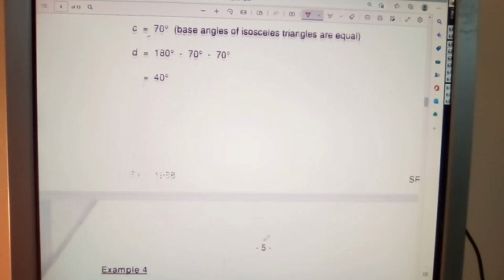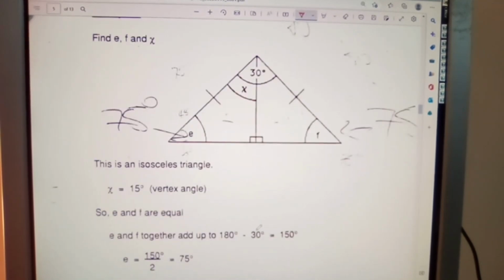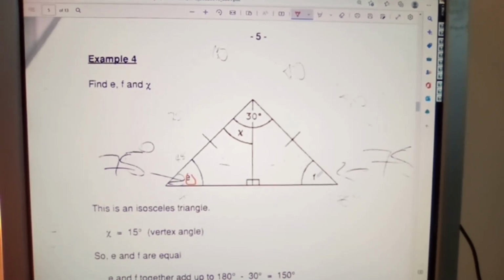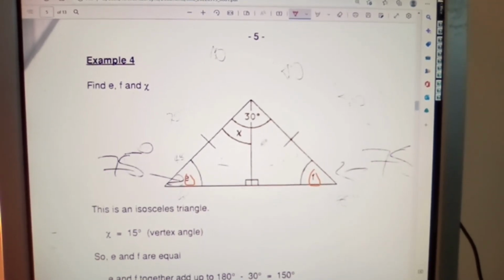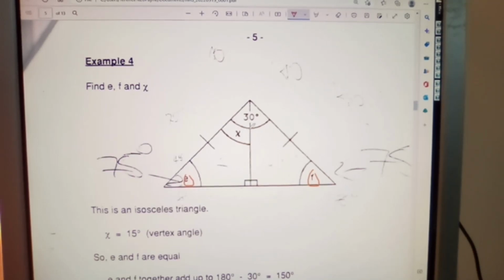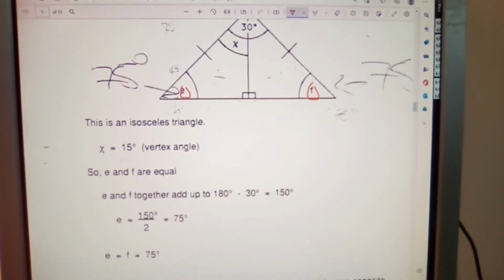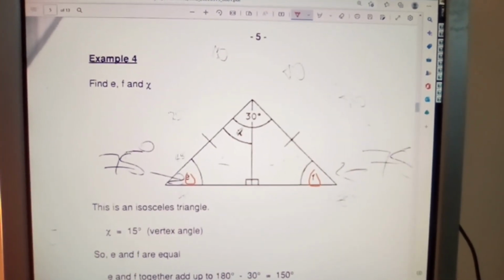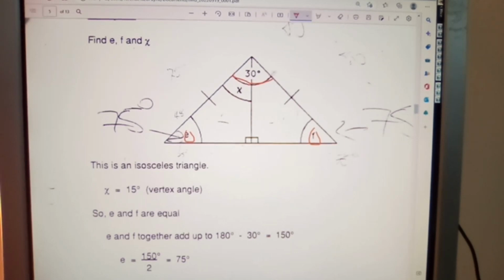Find E, F and X. Now interesting, this is an isosceles triangle again, so we know that this is going to be equal to that. This is an isosceles triangle. Now x equals 15 degrees, okay? So we know x equals 15 degrees because they're saying that this angle here, all the way across to here, is 30 degrees. That's what they're saying.